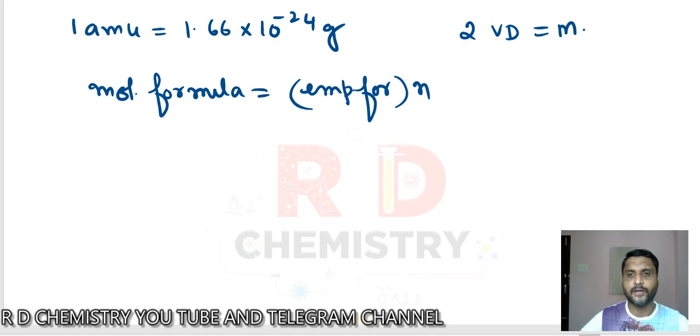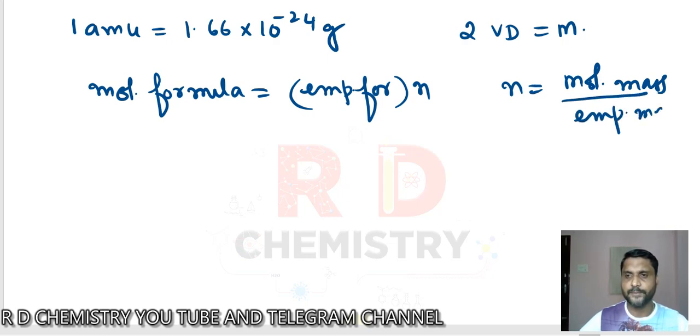Now how to calculate the n value? n is equal to the molar mass that will be given, divided by the empirical mass, which you have to calculate. Okay, right? Then remember the dilution formula.